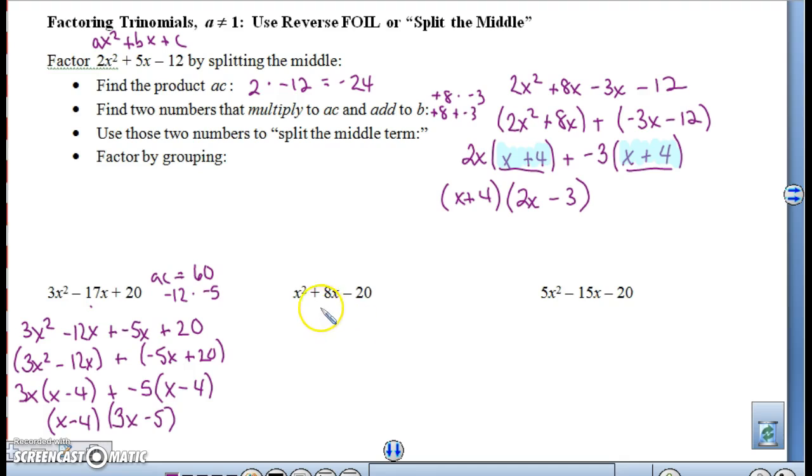Looking at x squared plus 8x minus 20, I can do this by splitting the middle, but why would I? This is really easy to do by reverse FOIL. So x and x, negative 20 means it's going to be plus and minus. Factors of 20 that give you 8 are going to be 10 and 2.